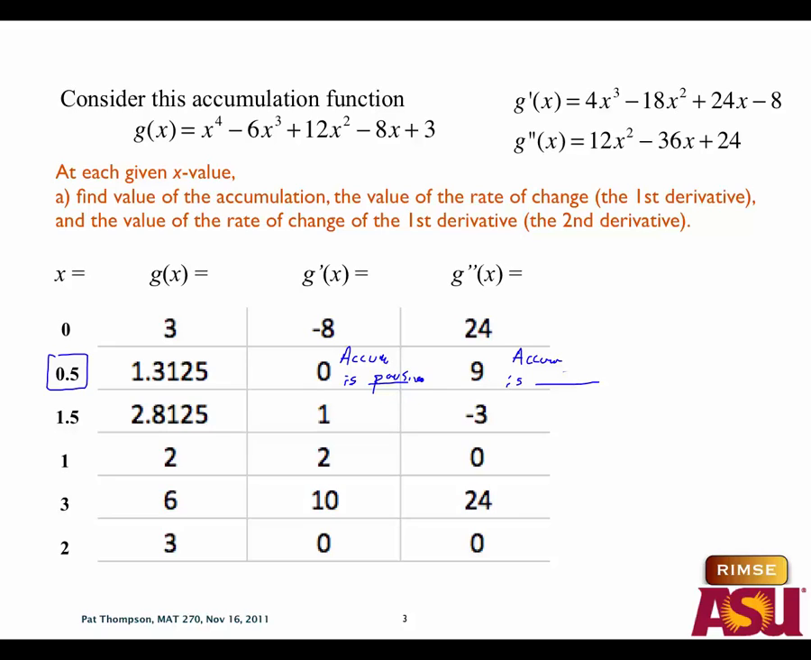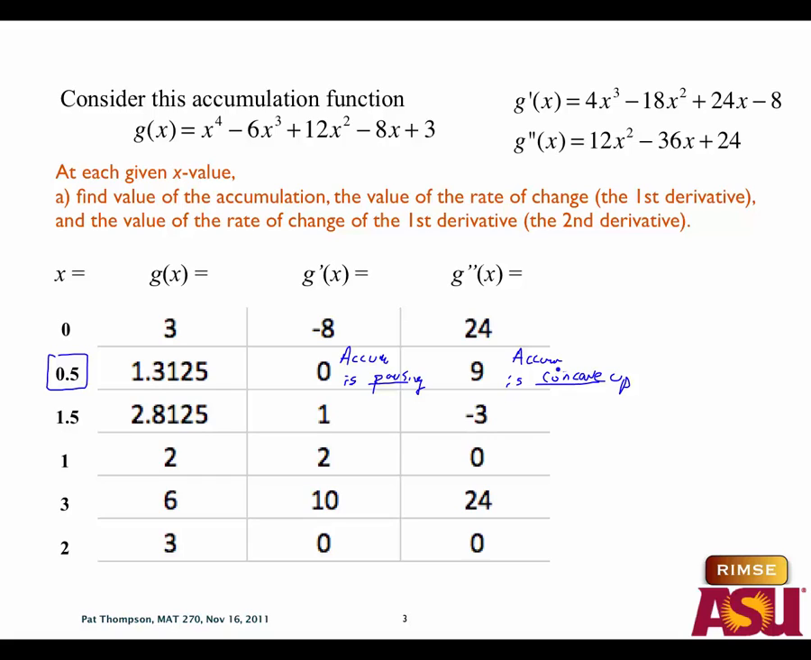Okay? And then what does it mean that the second derivative is positive? Well, we just talked about this. So for the accumulation, what does it mean? What does it mean for the accumulation if the second derivative is positive? This was your top hat. Concave up. It means that the rate of change is doing what? The rate of change is increasing.